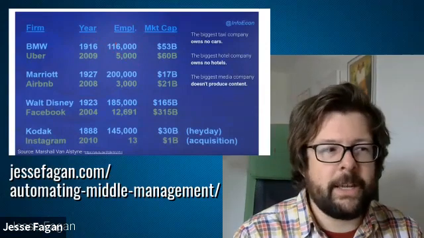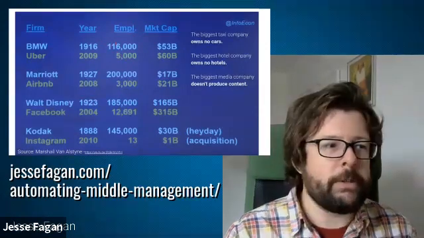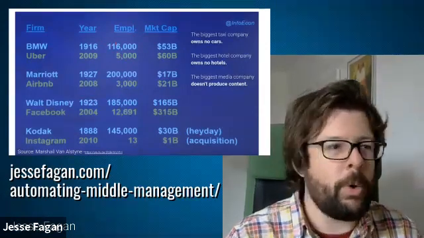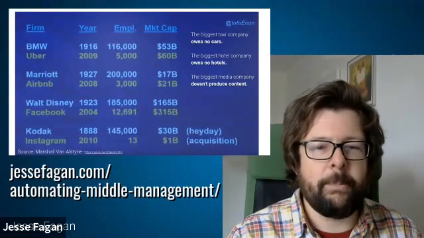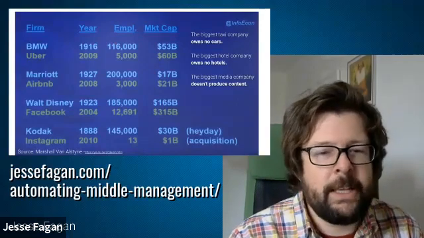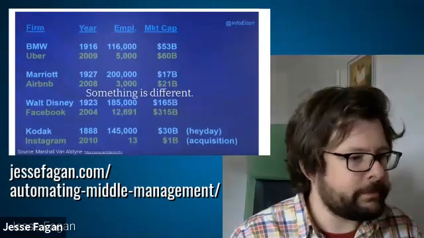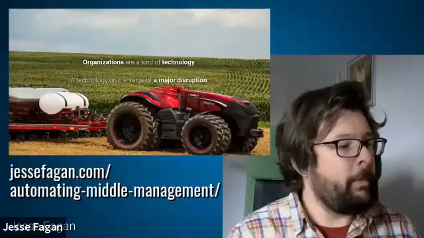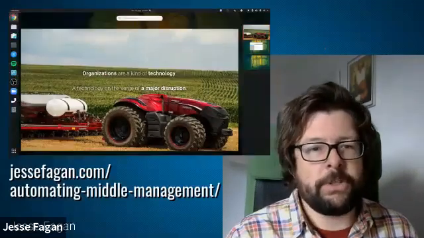The biggest taxi company in the world actually owns no cars. The biggest hotel company owns no hotels. And the biggest media company doesn't actually produce any media content. So something's changing. The dominant thesis here, and this image right here is actually a self-driving tractor. So eventually we'll get to the point where we just automate fields of food. But in the meantime, I'm arguing that organizations are actually a kind of technology, and it's really a technology that's on the verge of disruption.